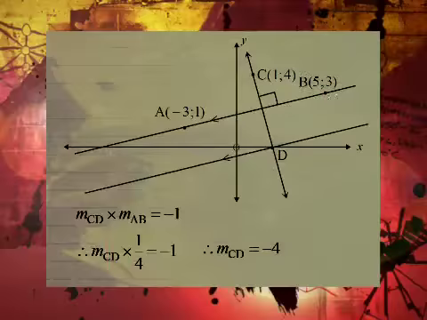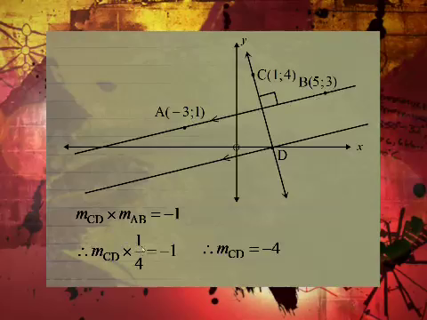Right, guys, let's see if you got the answer correct. What did we want to find? We had the gradient of AB. We worked that out in the previous part. We know the gradient of AB was 1/4. We want the equation of CD.